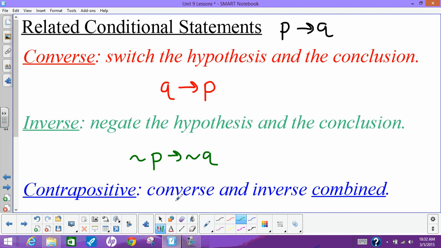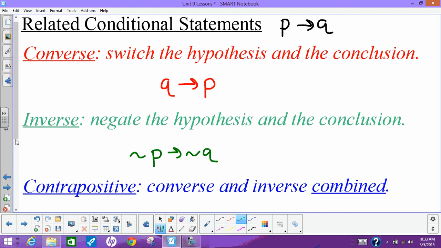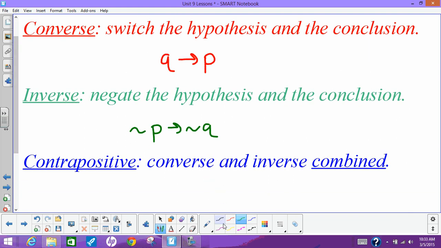The last kind of conditional statement we'll use is called a contrapositive. So if we go again back to if P, then Q, we're going to do both the converse and the inverse, and that will give us what we call the contrapositive. So we switch the order. Q comes first, P comes second, and we negate them. So the contrapositive is, if not Q, then not P.